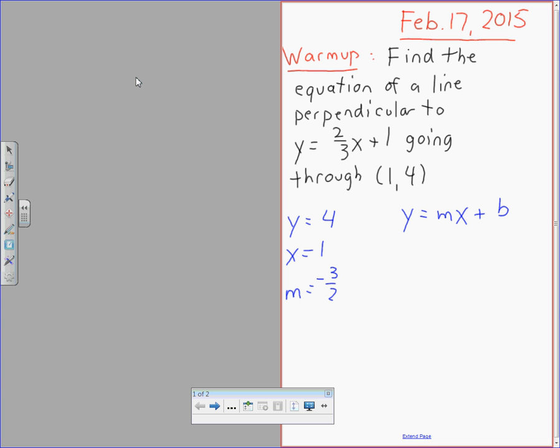So the question was, what does that +1 have to do with the question? That was the original b. But for the new equation, it has nothing to do with anything. Okay, right? We don't need it at all.